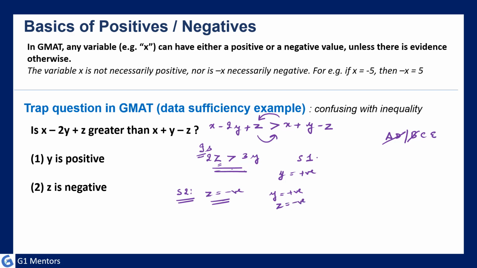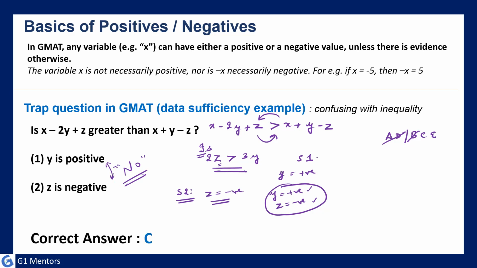So what we need to find is whether 2z is greater than 3y. We are able to find by this combination that 2z cannot be greater than 3y, because y is positive and z is negative. So we are able to answer no to this yes/no question by combining these two statements. So the answer choice of this question is C.